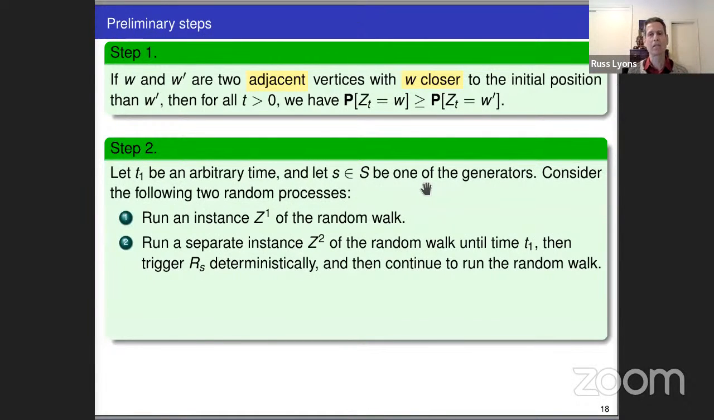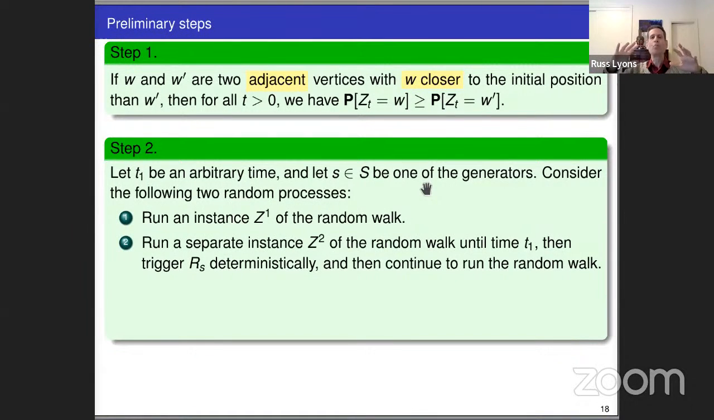And step 2 will be the following. Suppose T1 is some arbitrary positive time, and S is one of the generators. Now consider the following 2 processes. Z superscript 1 is just our regular random walk. Z2 starts the same way until time T1. Then this refresh ring along the generator S is triggered deterministically. In other words, it's not at random. At that time, we're definitely going to trigger it, which means then you have to flip a coin to decide what happens at that time, okay? And then you just run the random walk with the same rules as before, okay?